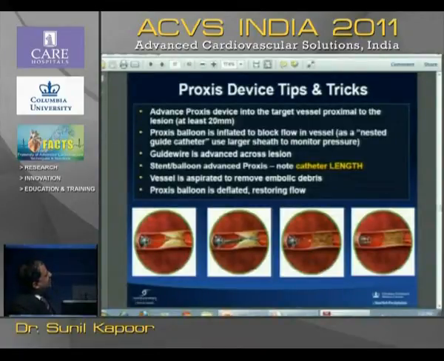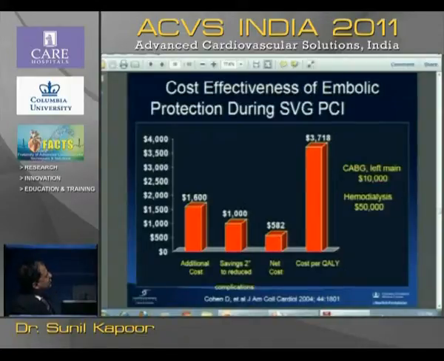And then the Proxys balloon is inflated to block the flow. Guide wire is advanced. Stent and balloon are advanced. Note the catheter length. And the vessel is aspirated to remove debris, and then the proximal balloon is deflated, restoring the flow. These are the steps. Next slide. We'll skip some of these slides. Let's go to the PDF presentation.